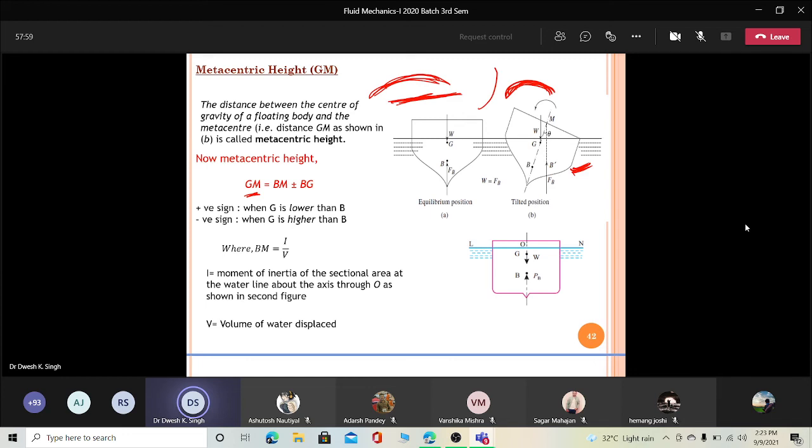So if you have a point here, that is M, and this is GM, and if this distance increases, the stability will be large. Based on this GM, the height and design of ships, like the cargo ship and the war ship, is decided. A condition also comes when M lies at G. This is also stable, but the stability decreases here.